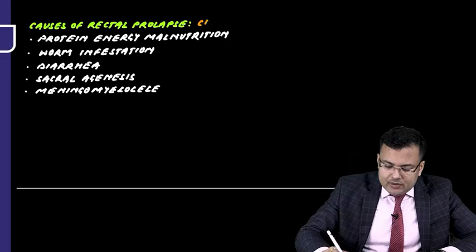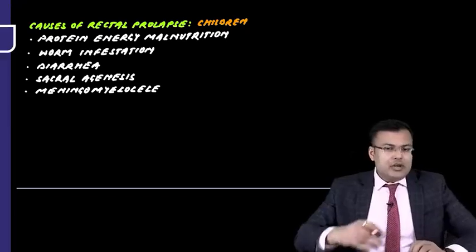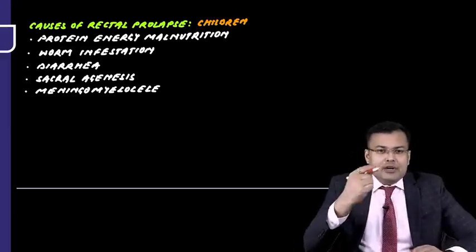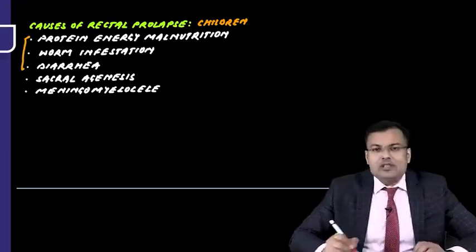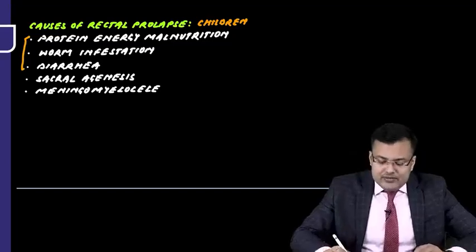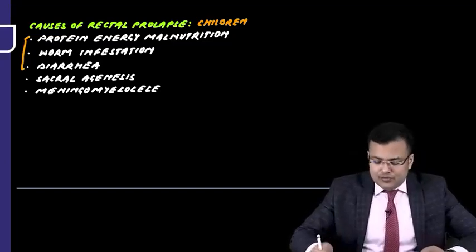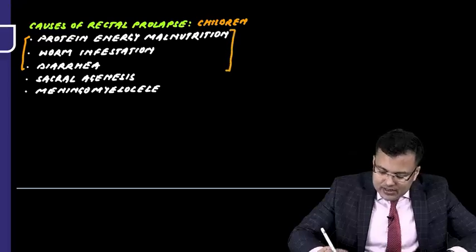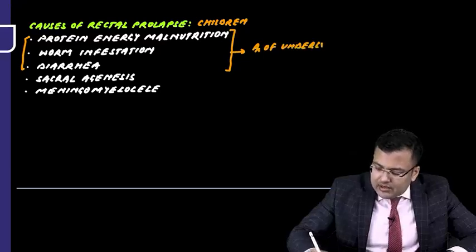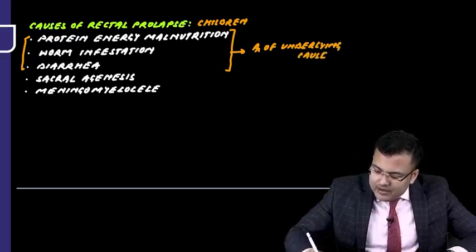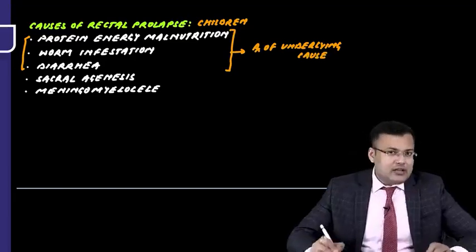Now see the causes of rectal prolapse in children. Most of the patients are suffering from protein energy malnutrition. Because of that, they have the habit of pica, and because of pica, they have worm infestation, and because of infections, they have diarrhea. So all these are related. And what is the easy treatment? You just treat the underlying cause, and the patient will improve. So in all these cases, what is done? Nothing, just treat the underlying cause. If you treat the underlying cause, most patients are going to improve.